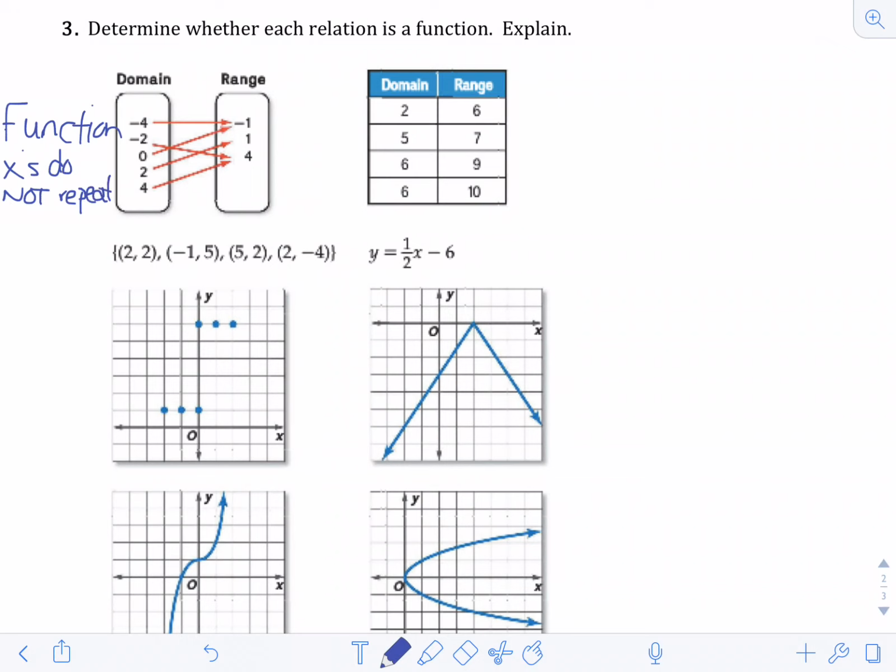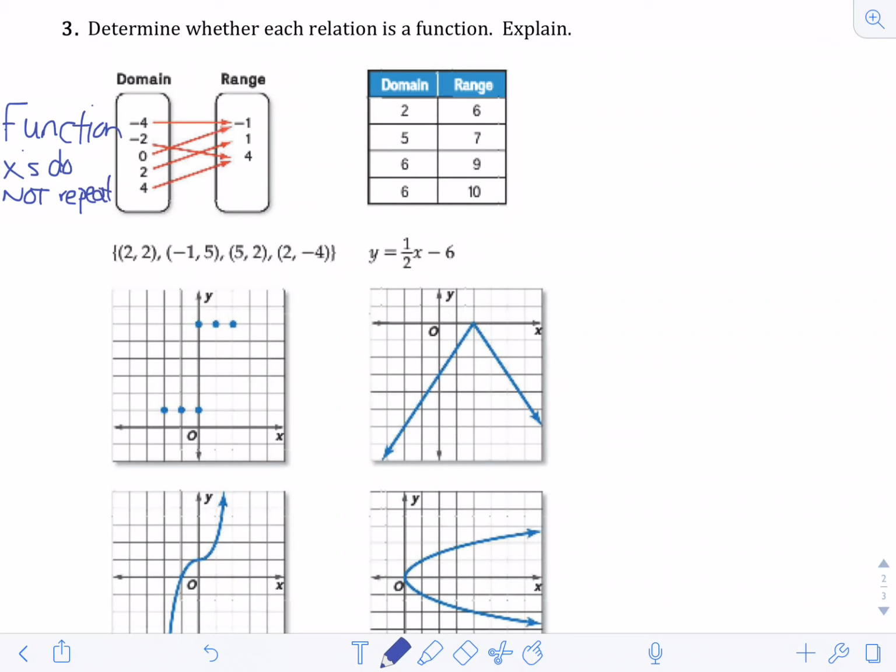Alright, second one, the domain and range. Okay, all you do is you look at the x values. So domain and range here, this is your x, this is your y. Domain is x, range is y. So domain, I don't care about any of this over here. Okay, that's gone. For domain, I have 2, 5, 6, and 6.